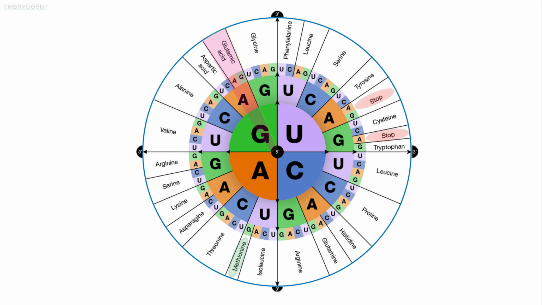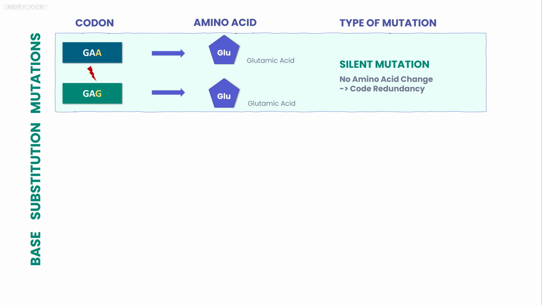So getting back to the codon chart. Since both GAA and GAG code for the same amino acid, that is glutamic acid, we see that there is no impact or no change in the effective end protein, and hence we call this a silent mutation. This is in fact a case of code redundancy where two different codes result in the same amino acid chain. And since there is no change in the amino acid chain, we call it a silent mutation.